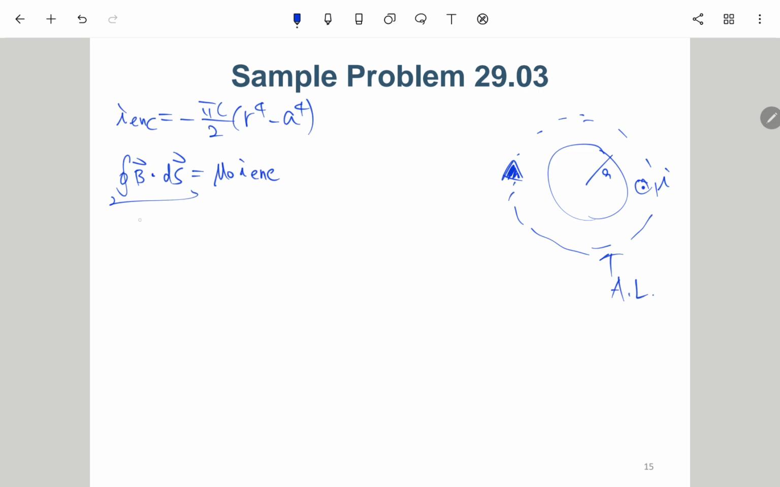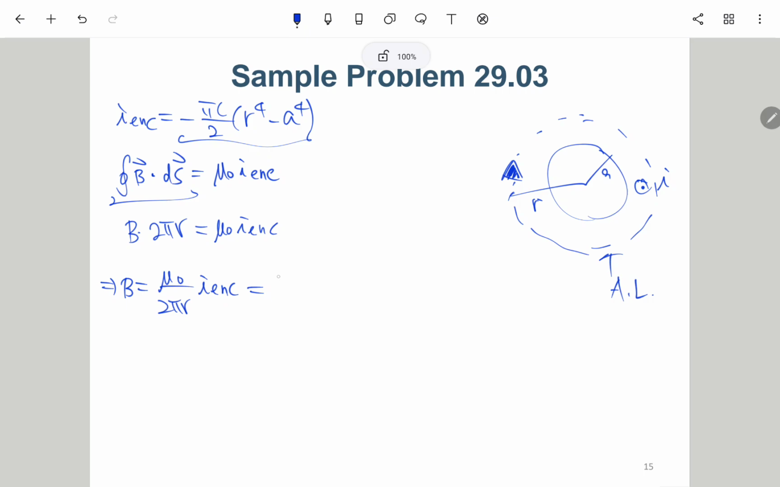In that way we also have B times 2 pi r. This is small r. And then it equals mu 0 I enclosed. So we have B equals mu 0 over 2 pi r times I enclosed, and then we can plug in the expression here. So we have mu 0 over 2 pi r, and then times pi C over 2, and then r to the 4th power minus a to the 4th power.